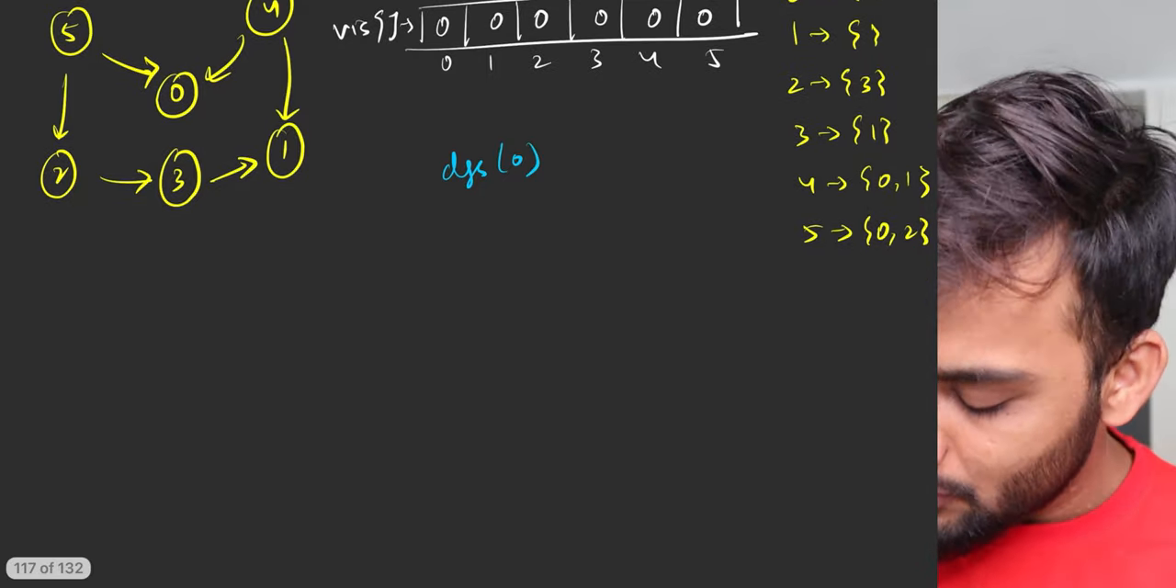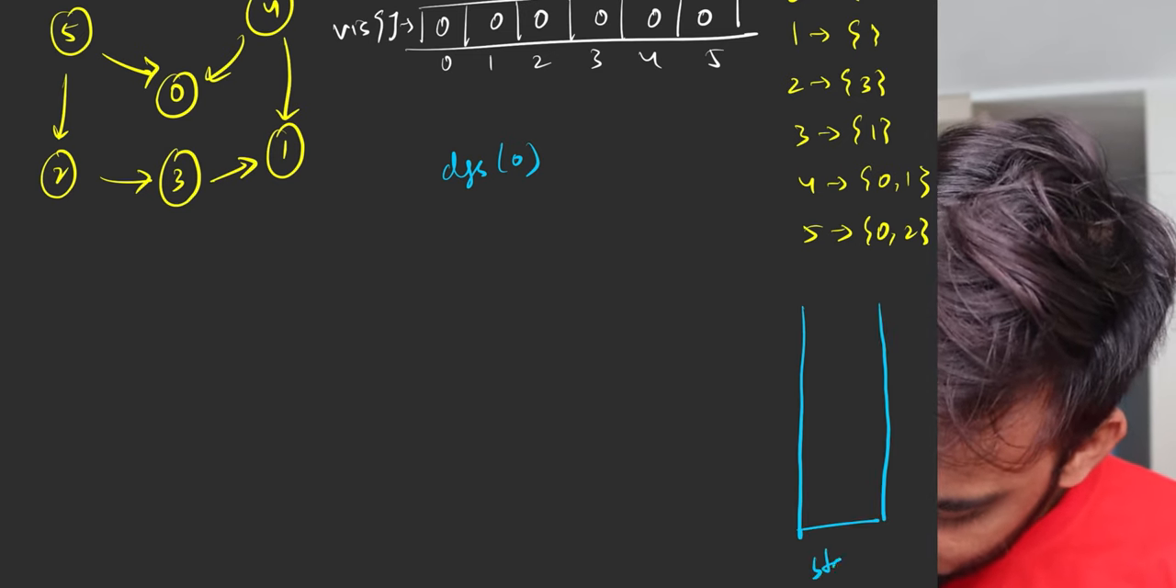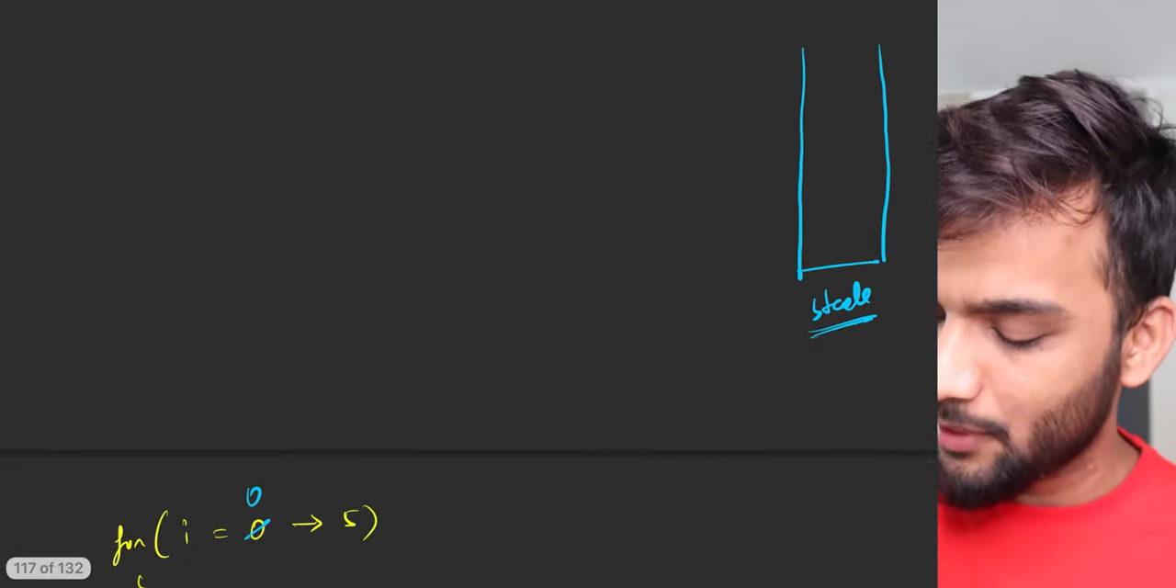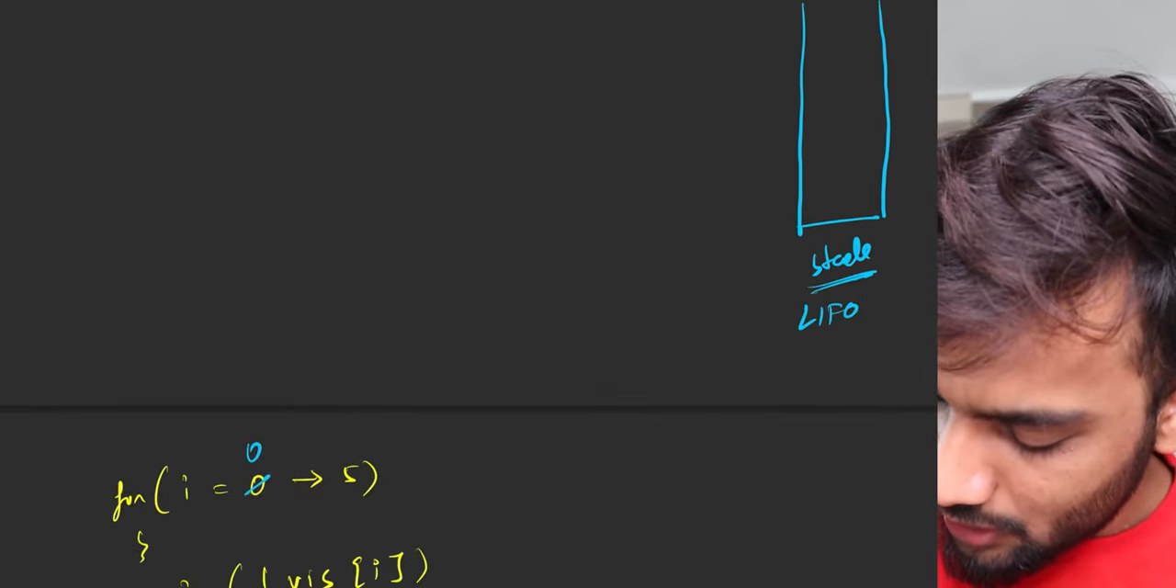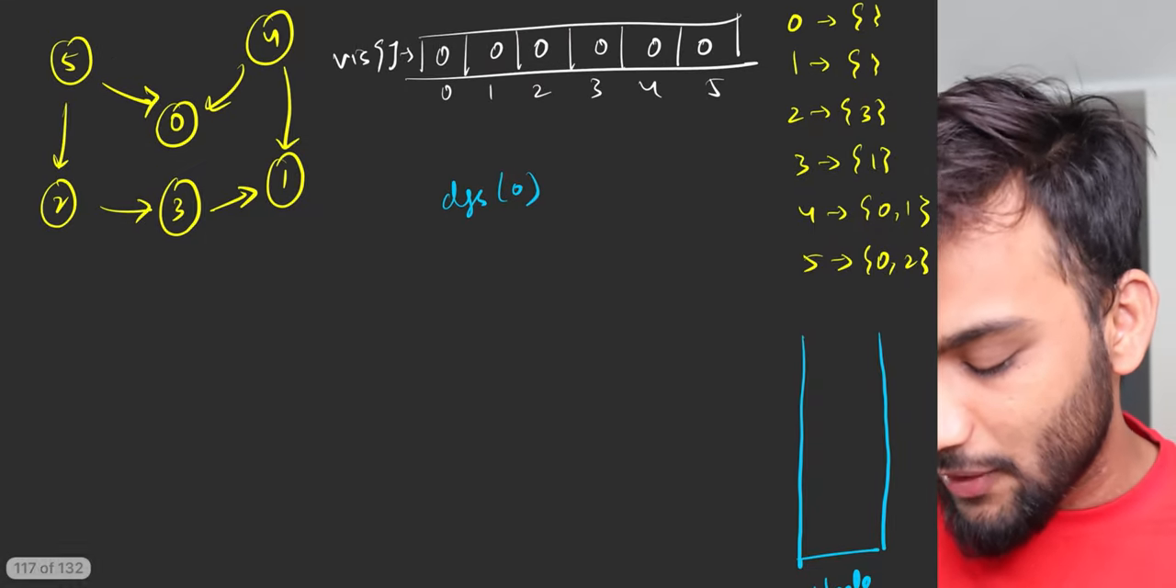At the same time, just declare a stack. Now, what is a stack? It is a last in, first out operation data structure. If you don't know, please read about stack. So DFS of zero is there.